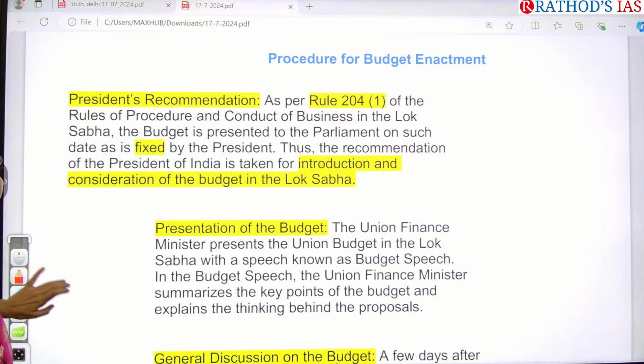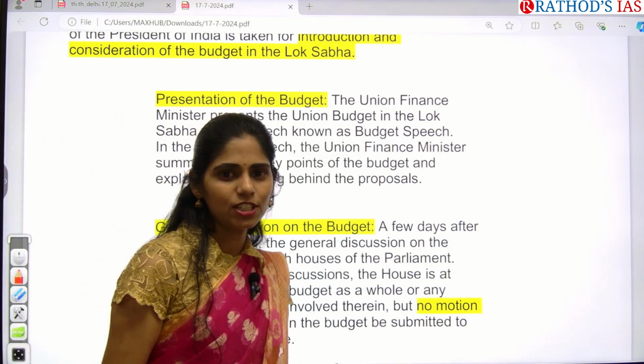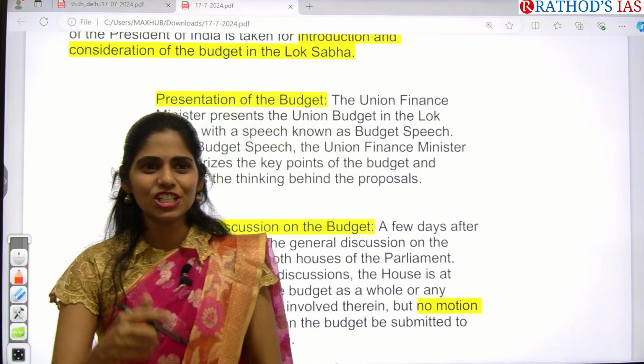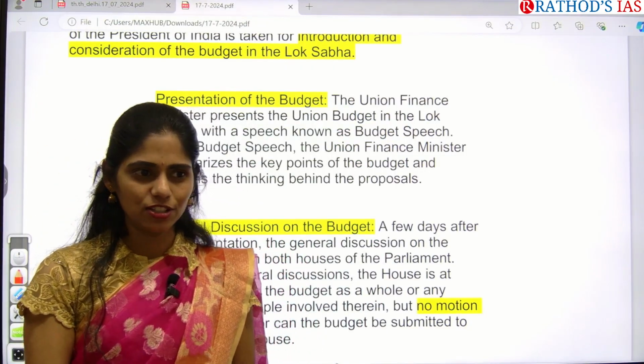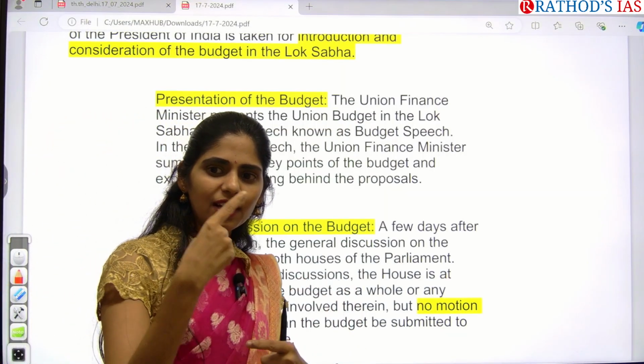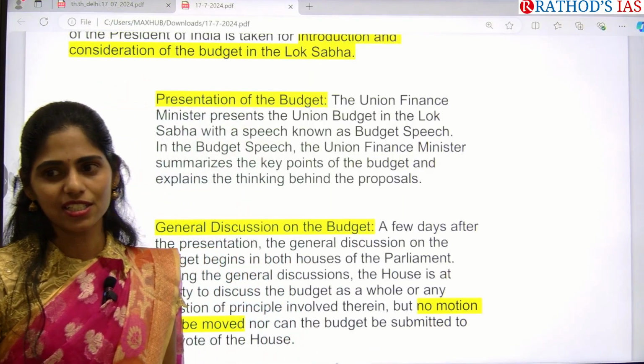Okay. And next here is the presentation of budget. On that day, what happens? Our finance minister, who is the finance minister now? Yes, she will go to the parliament and read the highlights of that budget. She will not read each and every line, but only the highlights of the budget will be read by the finance minister for 2 to 3 hours. That is called the budget speech.